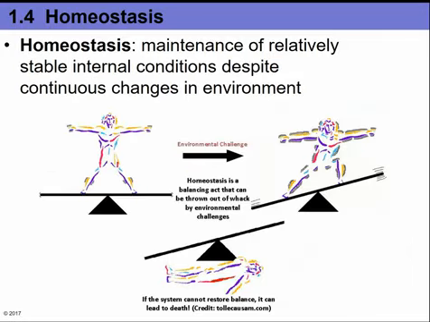So the main goal of the body is to maintain homeostasis. This is just the relatively stable internal conditions of the body despite things continuously changing outside the body. So when things are in balance, you're healthy, everything's going well. Homeostatic imbalance can lead to things like disease and other health disorders. Typically the body is pretty good at restoring homeostasis and maintaining those stable conditions. But sometimes if the system cannot restore the balance, it can even lead to death.